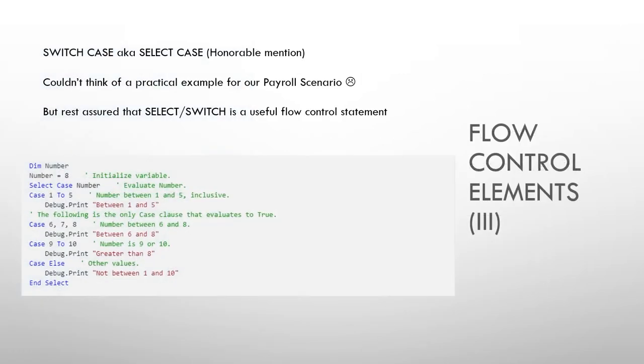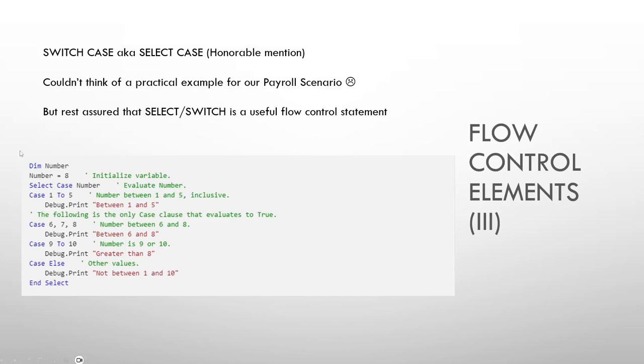An honorable mention in flow control elements: Switch Case and Select Case. I couldn't find a situation where I would like to show this, but it's a flow control statement that is widely used. It's available in every single language. I couldn't find a case scenario here where you actually look for specific discrete conditions. What happens is that with the If, you can do very complicated conditions, greater than, less than, and, or, and all of that, whereas in the Select Case statement you just have a bunch of possible values.